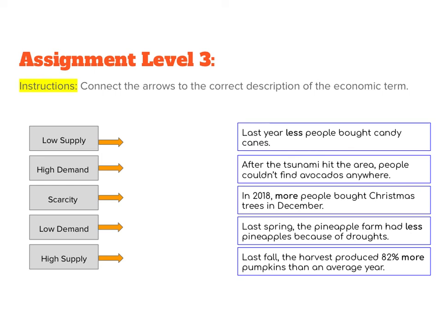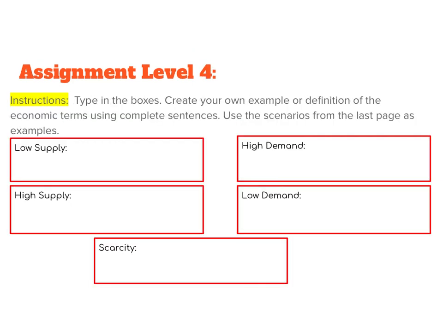So you'll have to read the example. They don't give you a definition here, but they give you an example of something, and you are going to connect the arrows to make that work. The last slide, and this is a level 4, so a little bit more difficult, but you're going to type in the boxes, and you're going to create your own example or definition of the terms low supply, high demand, low demand, and scarcity. You can look at the previous page to see how they did it.